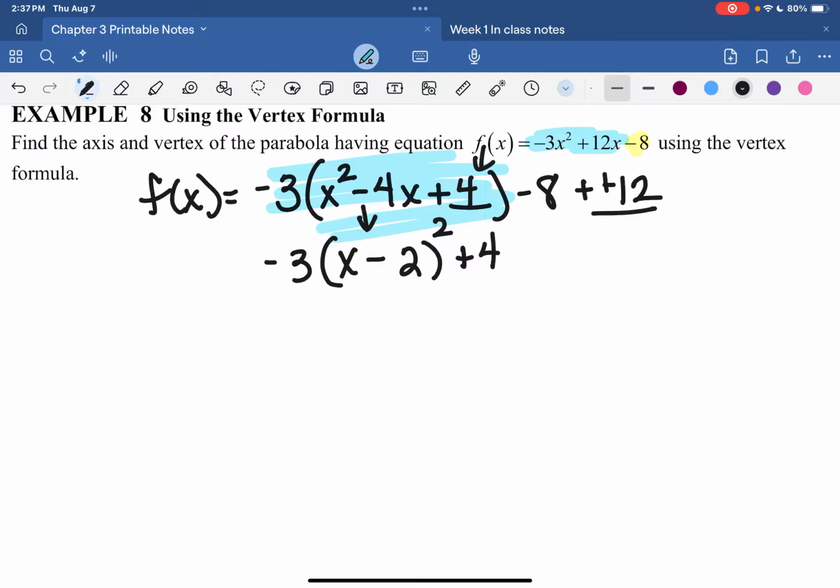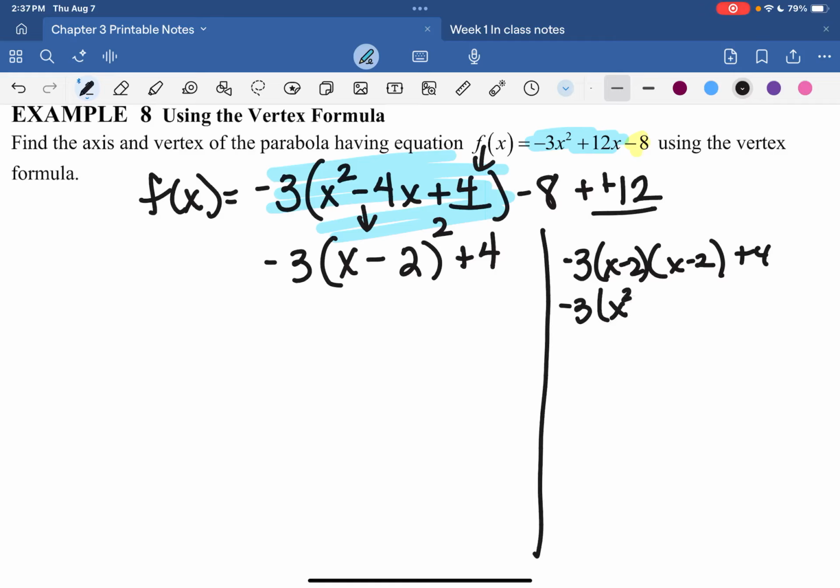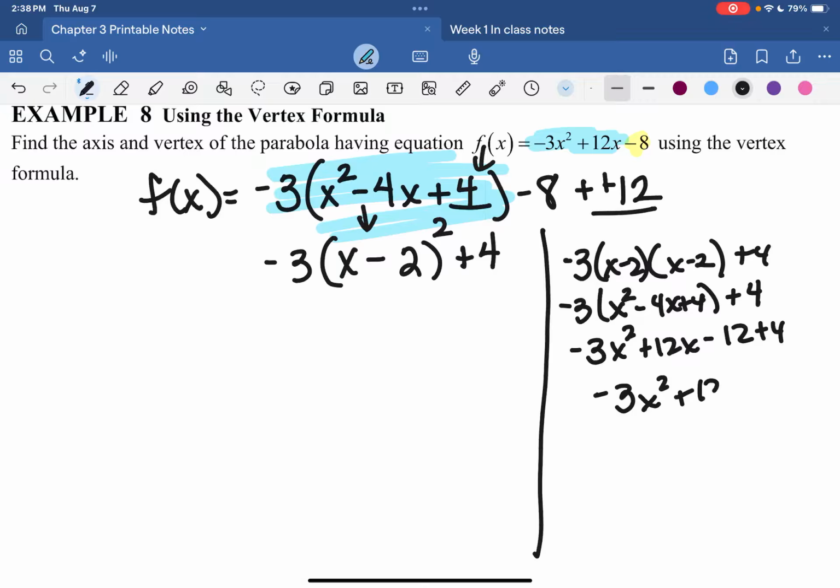So my vertex, and the way you can check that, just to make sure you're right, is you can actually foil that out. So -3x squared minus 4x plus 4 plus 4, -3x squared plus 12x minus 12 plus 4 is -3x squared plus, no.